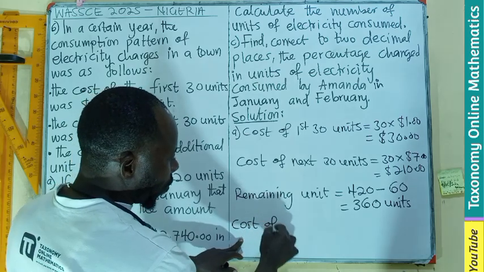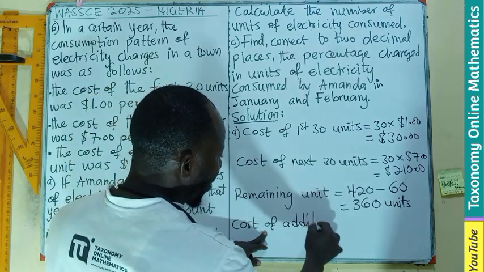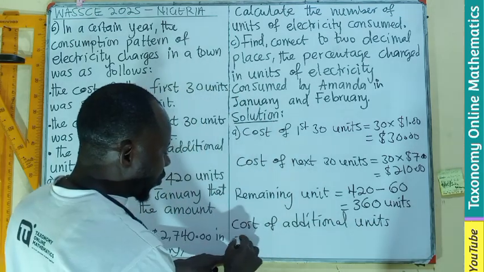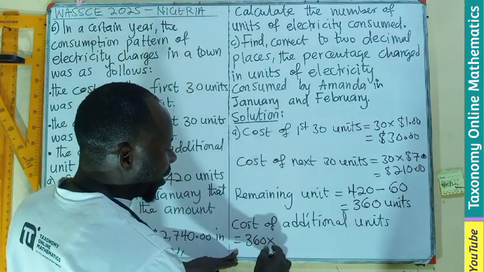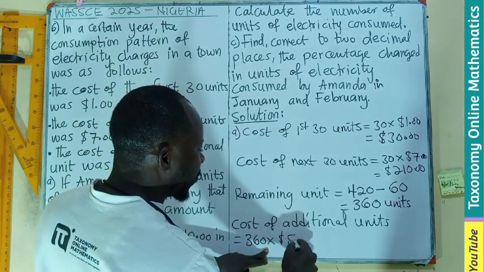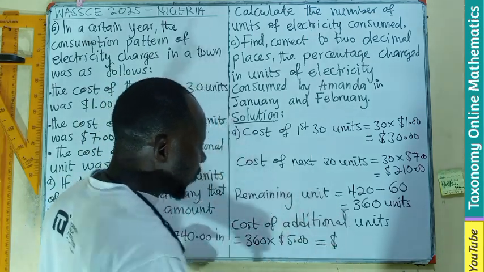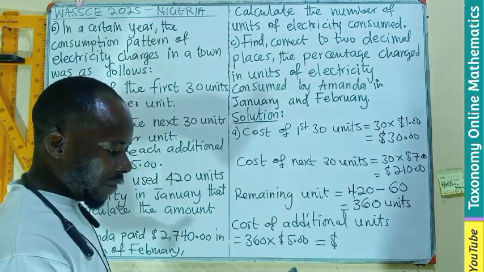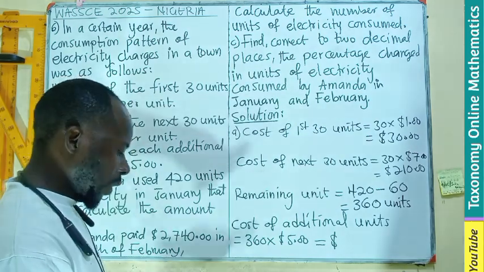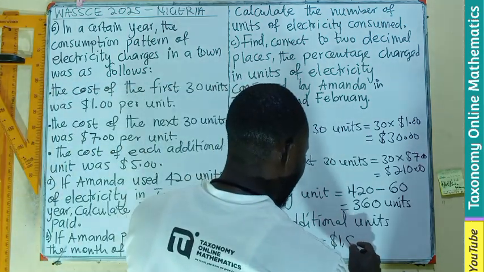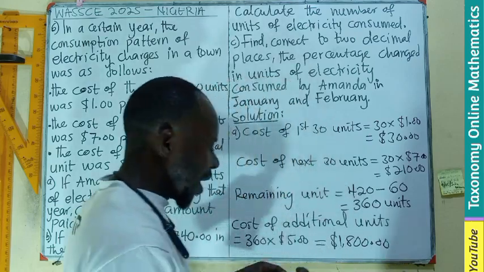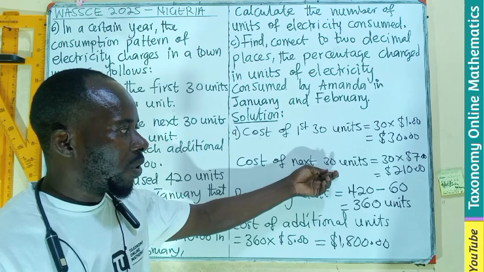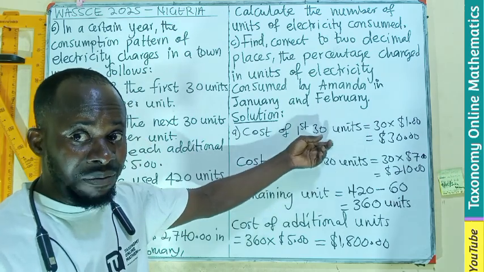So the cost of the additional units is going to be 360 times the unit cost of $5. And if you multiply that on a calculator, it will give you $1,800. So this is just for the remaining. This is for the next 30, first 30.